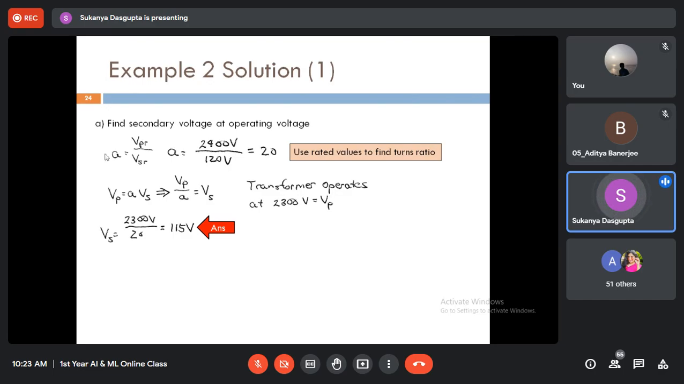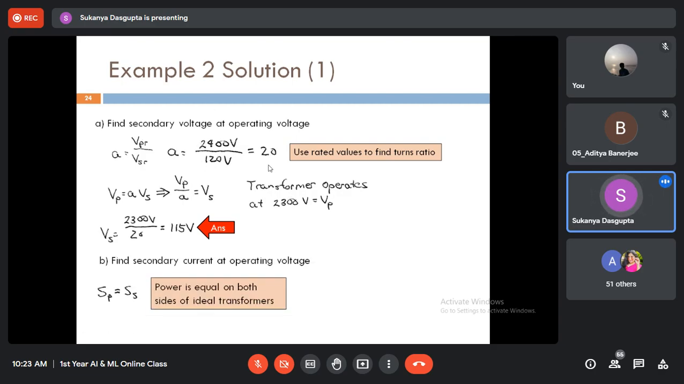Okay, so turns ratio here will be the primary voltage by secondary voltage. So it's 20. Okay, and secondary voltage is now the primary voltage by the turns ratio. Now this time primary voltage will be taken as 2300 because the transformer is operating at 2300 volt across the primary winding. But while you are calculating the turns ratio, always we need to consider the rated primary by the rated secondary. Similarly, you can calculate the secondary current.